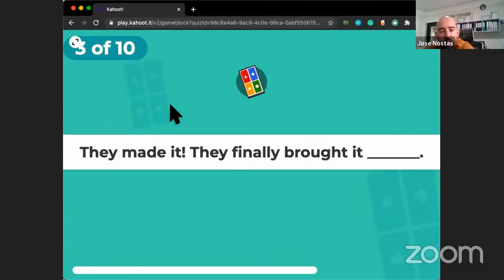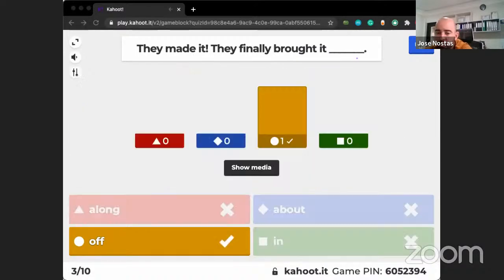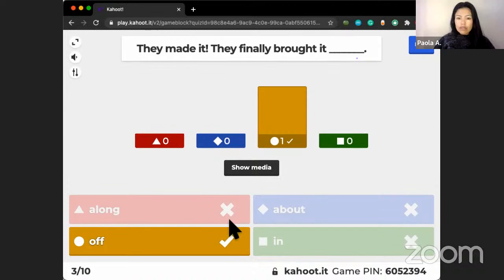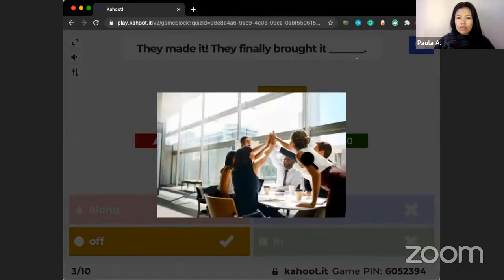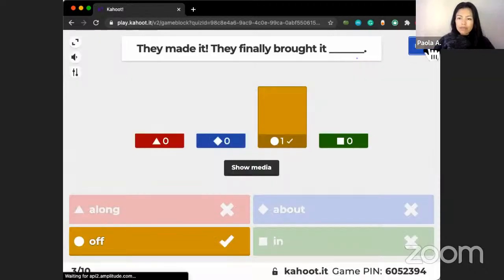All right, next one. They finally brought it off. Let's read the sentence. They made it. They finally brought it off. It's related to achieving something, no? They completed. They achieved.